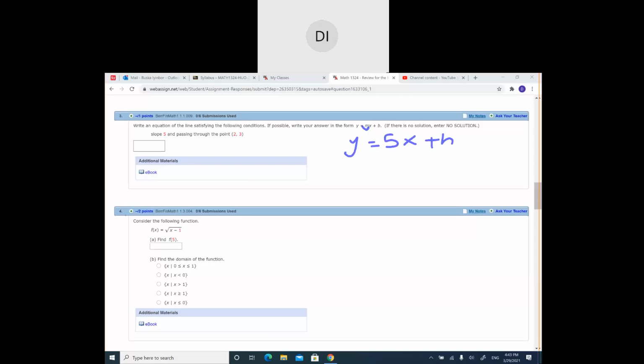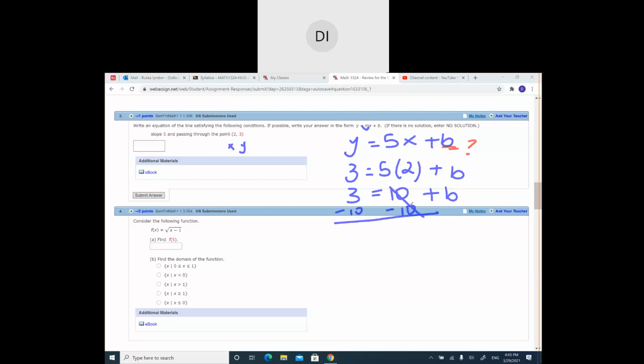Now we need to find b using the point. So that's the first step. You're going to find b. How do you find b? You're going to plug it in. x is 2 from the point, and y is 3. So I'm going to just plug it into this equation. So y is 3, 5 times x, which is 2, plus b. And we're going to solve that equation, and you're going to find b. How do you solve it? You multiply 5 times 2, which is 10. And then you're going to subtract 10 from both sides. Get b by itself, subtract 10.